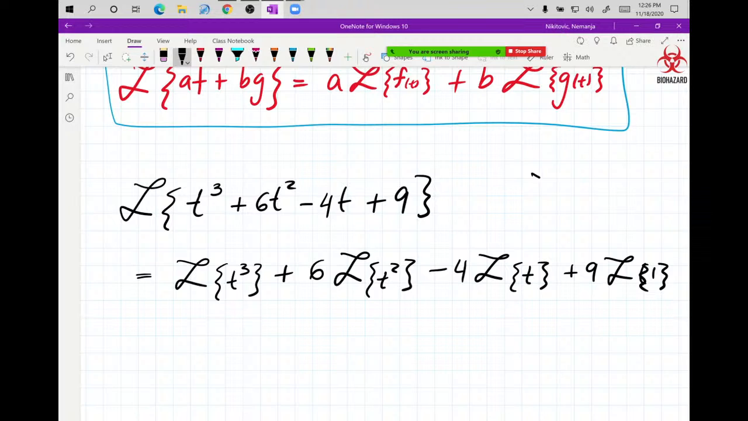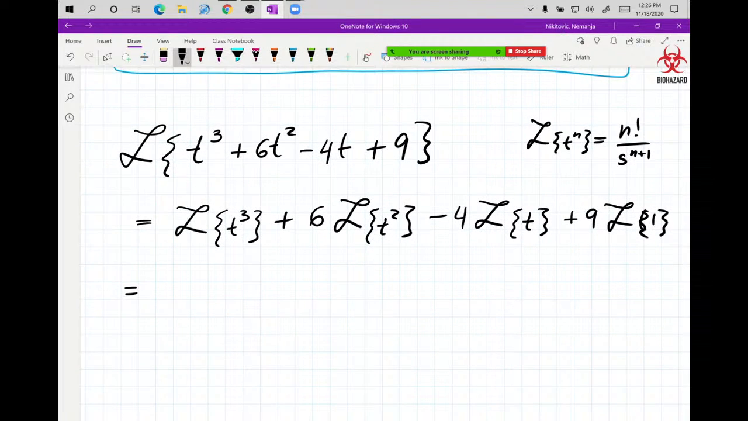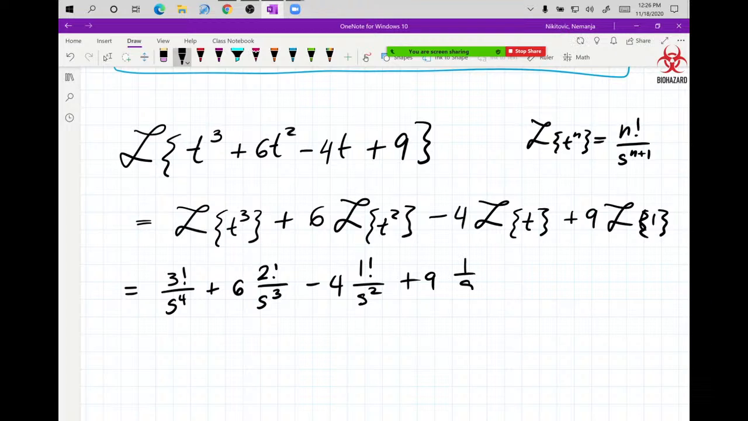Now you know that the Laplace transform of t to the n is n factorial over s to the n plus 1. That's something that you either memorized or you looked in the chart. So you just go and you immediately work all of these out. Okay, 3, that's 3 factorial divided by s to the 4, plus 6 times 2 factorial over s to the 3, minus 4 times 1 factorial, well, it's just 1, over s squared, plus 9 times 1 over s.